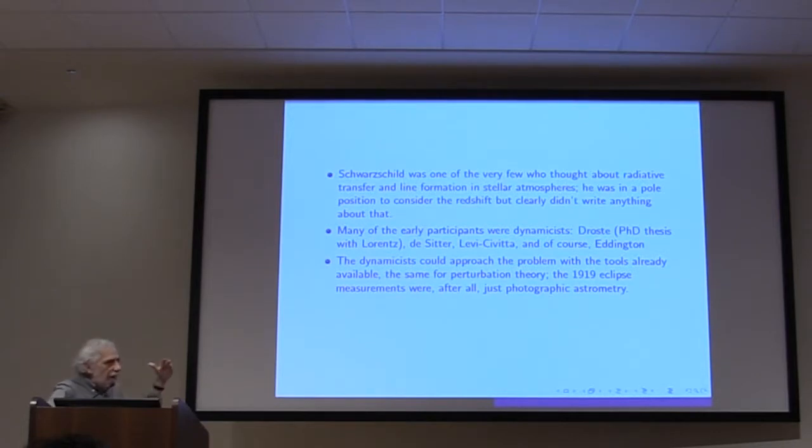And so he was thinking about things in terms of photons, but the other people whose names keep coming up here are Levi-Civita, De Sitter, Lorentz, Eddington. Eddington, you may know, was trained as an astronomer. His first book was The Motion of the Stars in Space, which was basically his thesis.